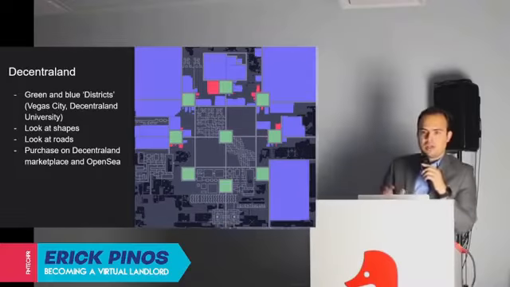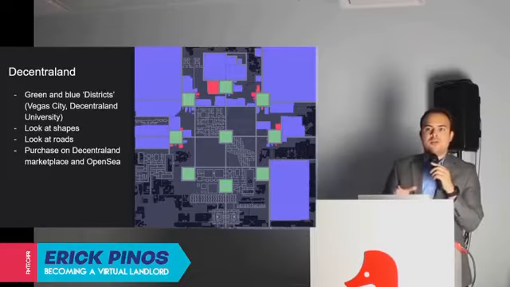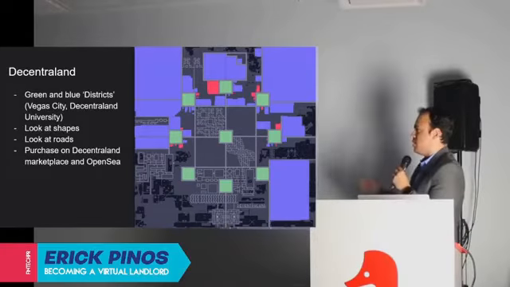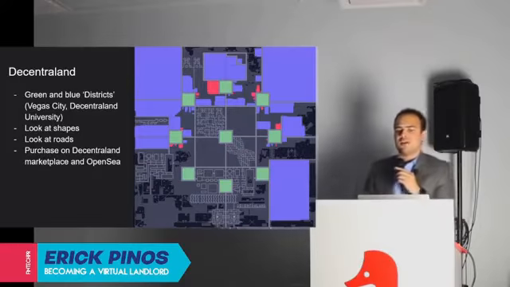So let's take a look at an example. So in Decentraland, world maps are very important. Being able to understand how to read these maps is key, and each map differs slightly, but they also have a lot of similarities.